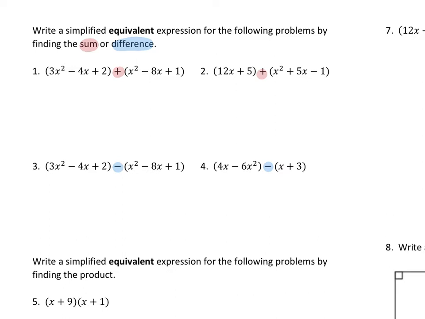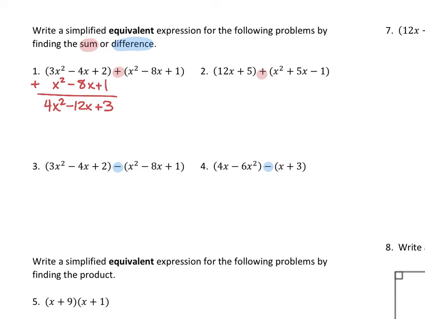I find it easiest to write one of the trinomials or polynomials that you have underneath the other one where I'm lining up all of the like terms. Because then I just get to add like old-fashioned way. 3x squared plus 1x squared is 4x squared. Negative 4x plus negative 8x, that's negative 12x. And 2 plus 1, easy, that one's 3. 4x squared minus 12x plus 3 is the trinomial that I get that is equivalent to the question I started with, that I've combined together to find the sum.